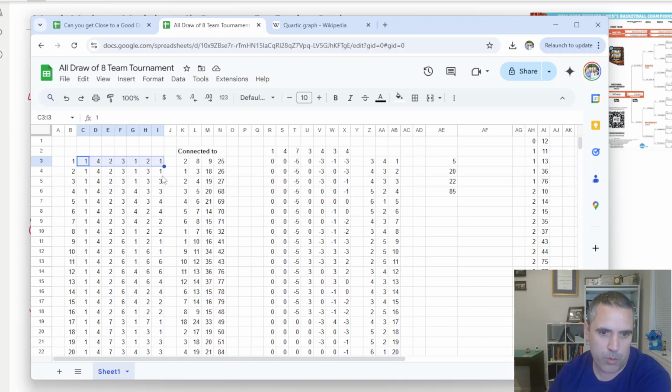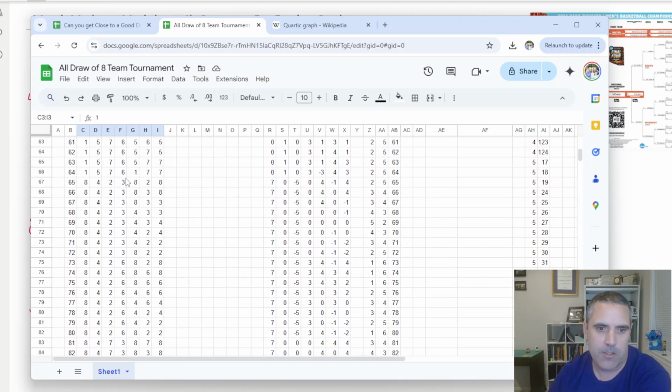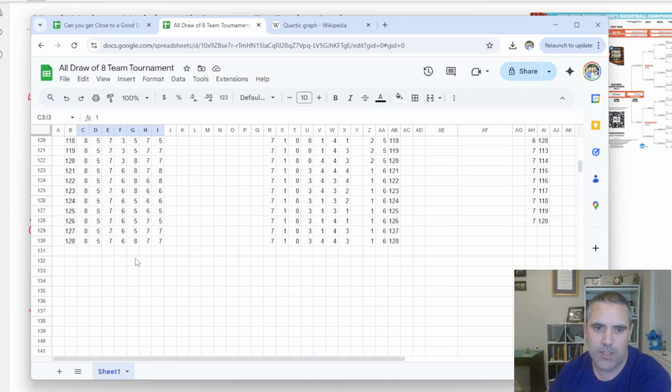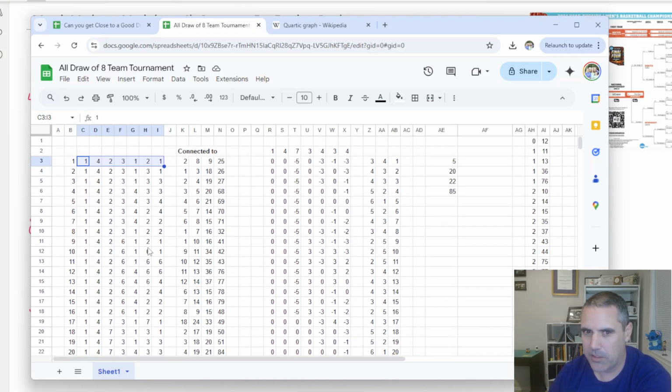So I put down all of them. I found the pattern. There's 128 of them. There's a lot. Holy cow. And then I started to look for connections because it was getting so big. And I was like, oh, everything is connected 4 times.